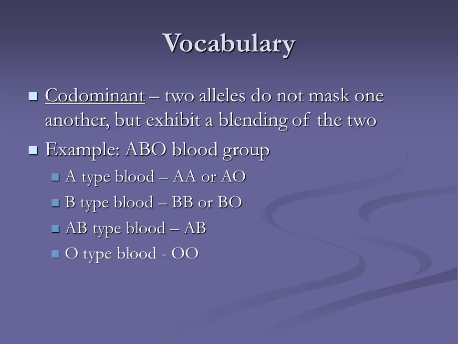Okay? Because you're going to get an A or a B from mom, and you're going to get an O, which would allow either one of those to be expressed, or a B from dad. Okay?